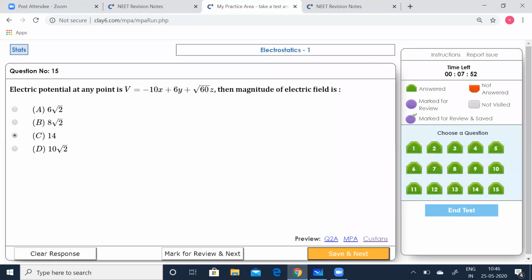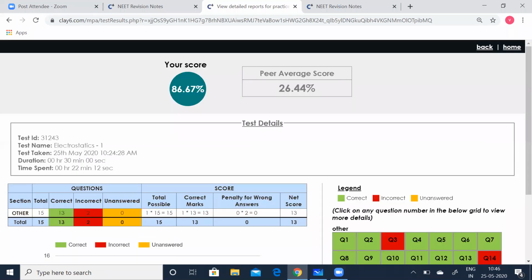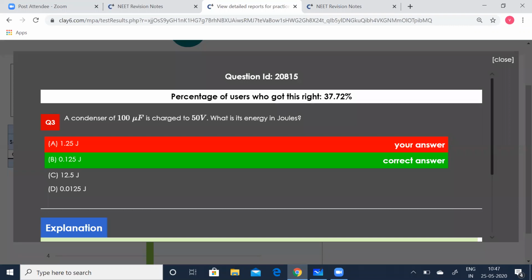Save that. So we have completed the test. End the test. Say yes. The results are loading. It says 2 answers are incorrect. Let's see which is correct. So 0.125 joules. Now it says my answer was 1.25. So the correct answer is 0.125 joules.